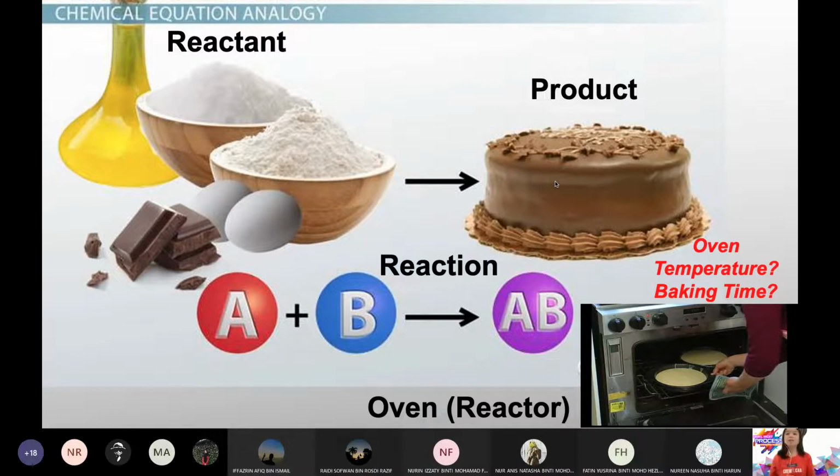Let me tell you in a very simple analogy, apa tu reactor. Okay, so reactor in a very simple word, kalau kamu kena pergi interview ataupun orang tanya kamu reactor tu apa, in a simpler word, reactor is a vessel or equipment where reaction takes place. So kalau pemprosesan kamu tu melibatkan tindak balas, okay, involve reaction, the equipment will be a reactor.